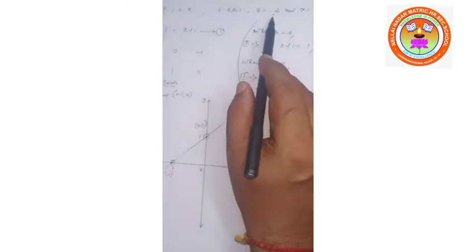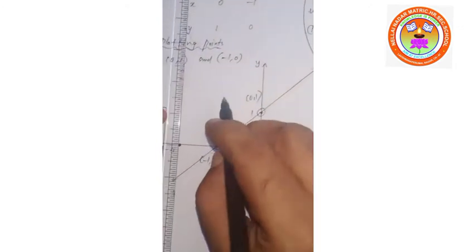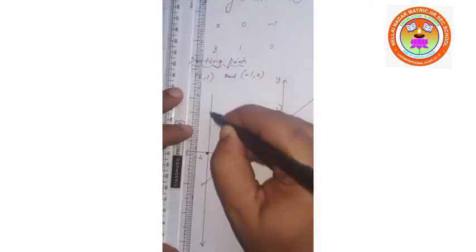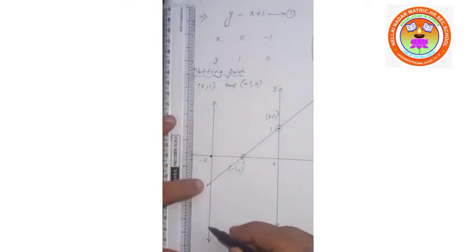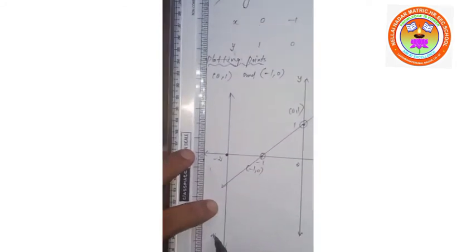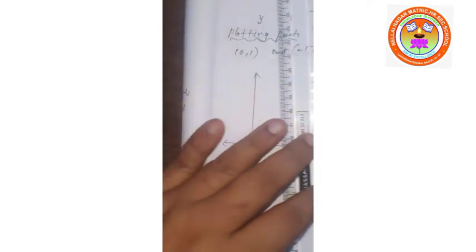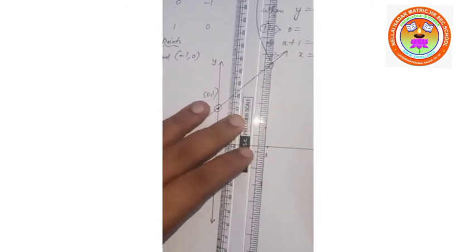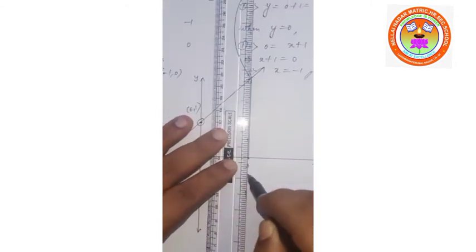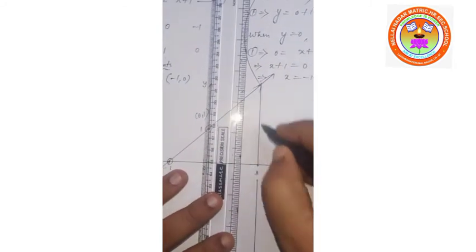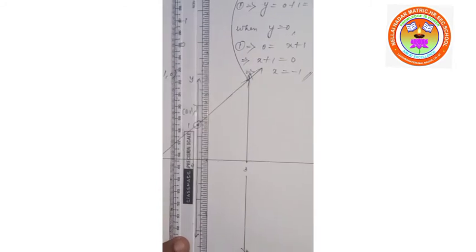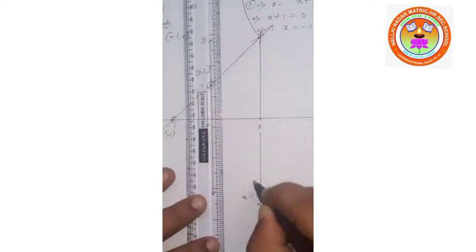Okay, now we have to construct a line x equals minus 2. Minus 2, here it is. Draw a line passing through x-axis. At the same time, it is passing through minus 2. Therefore, x equals minus 2. Now, x equals 3, passing through x-axis. Therefore, what's the value here? 3. Therefore, x equals 3.